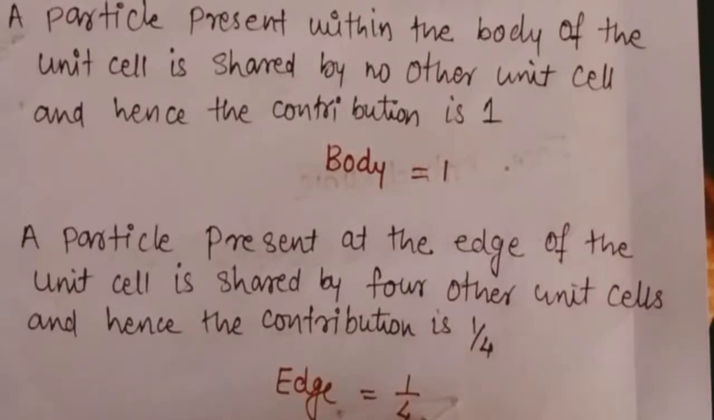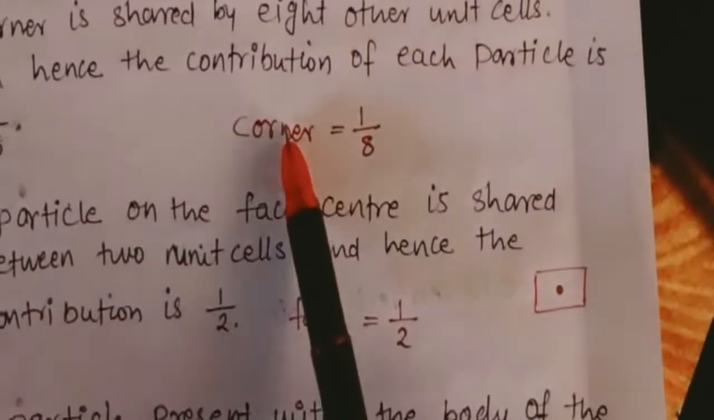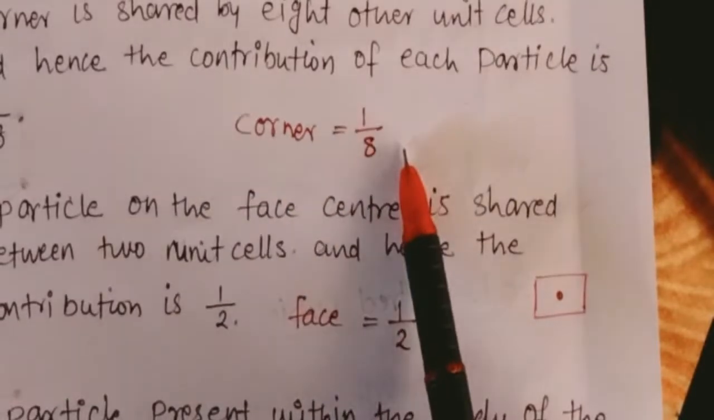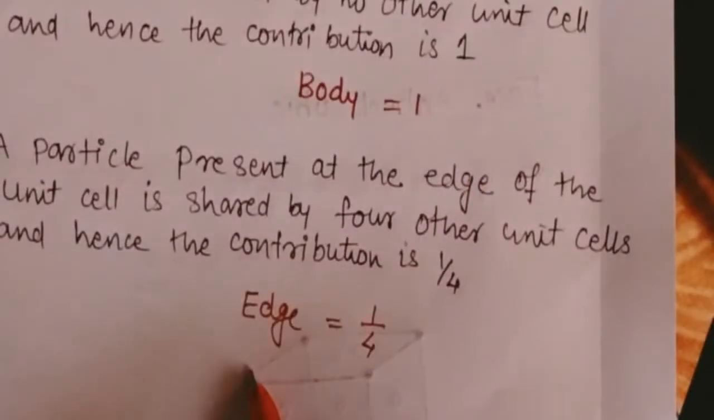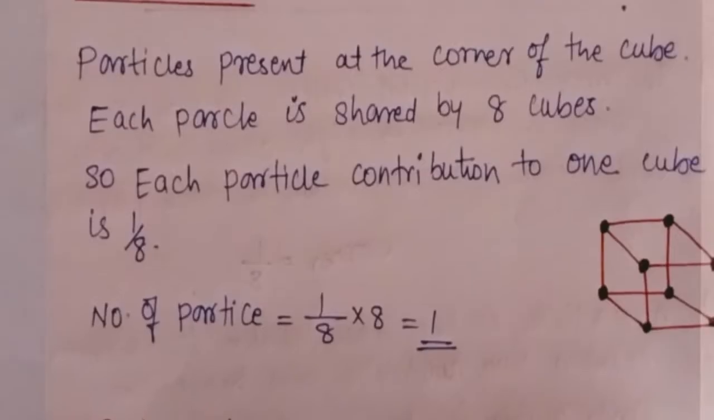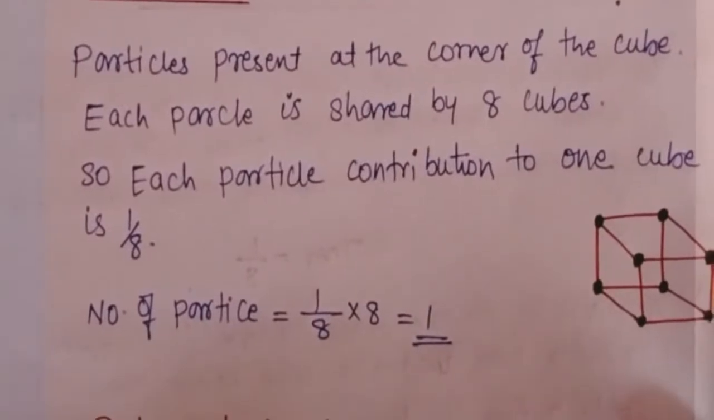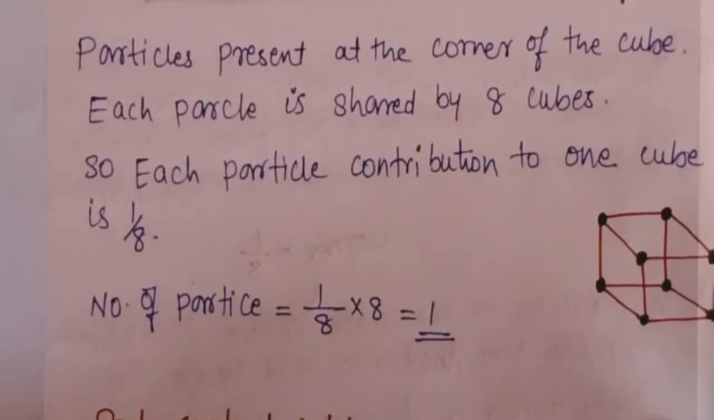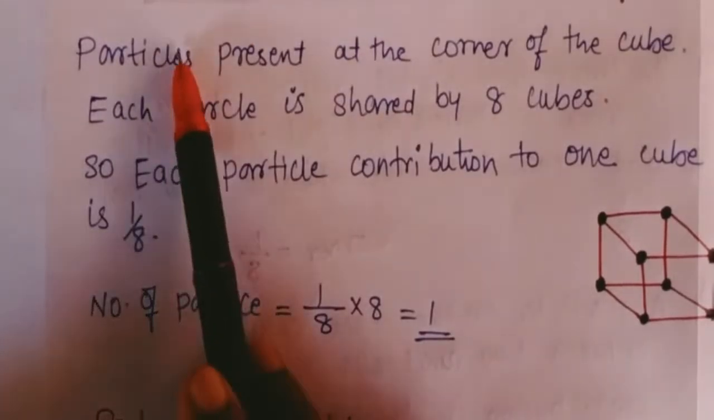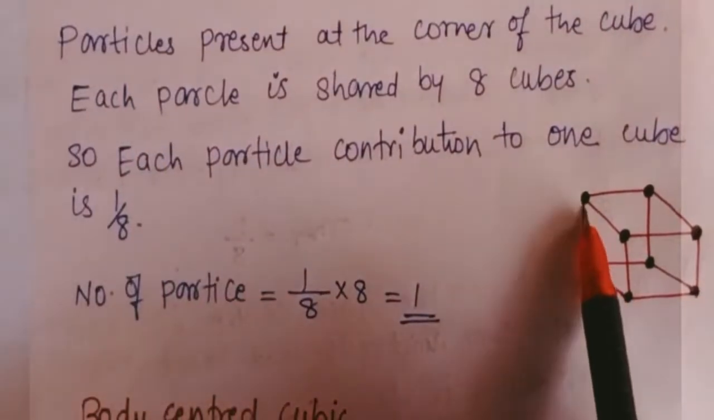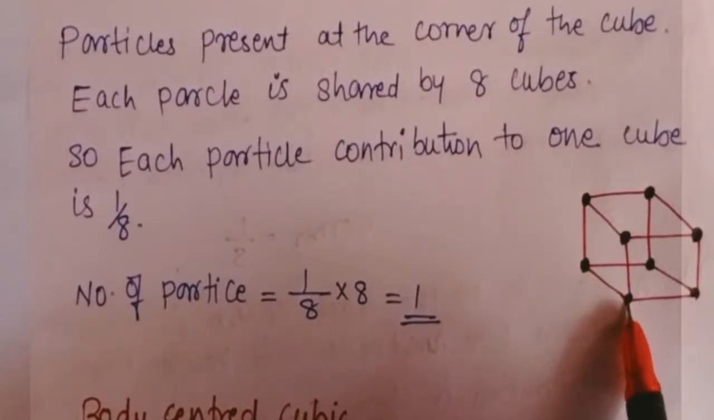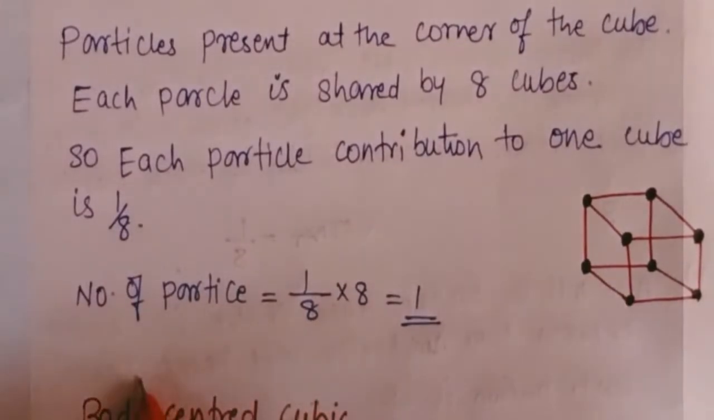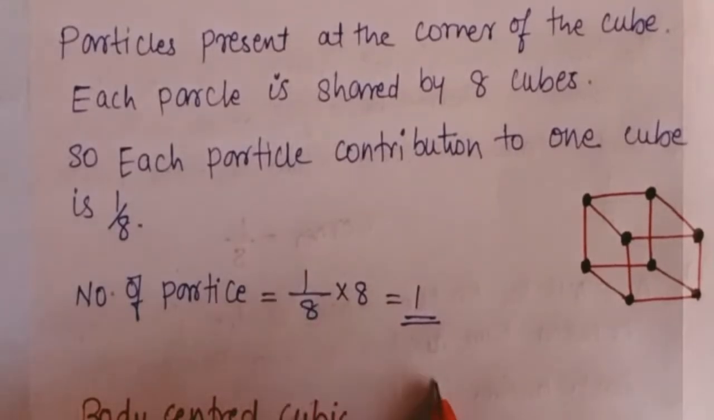So we can conclude that at the corner it is 1 by 8, at the face it is 1 by 2, in the body it is 1, and at the edge it is 1 by 4. Based on this, we can calculate the number of particles in simple cubic. In simple cubic, we already know that the particle is present only at the corner. So there are 8 corners here and one particle's contribution is 1 by 8. So the number of particles is 1 by 8 into 8 equal to 1.